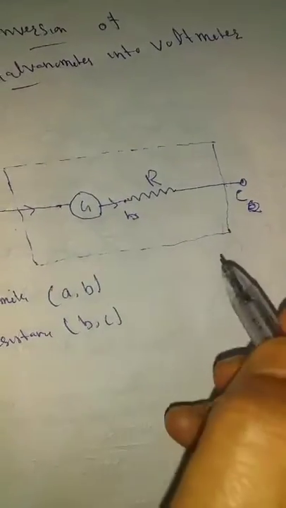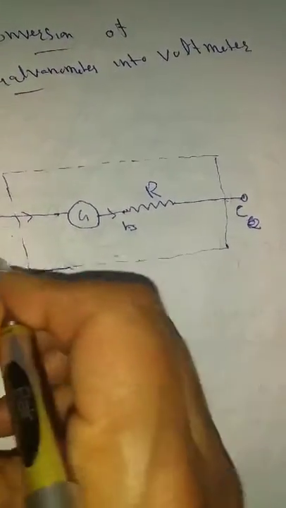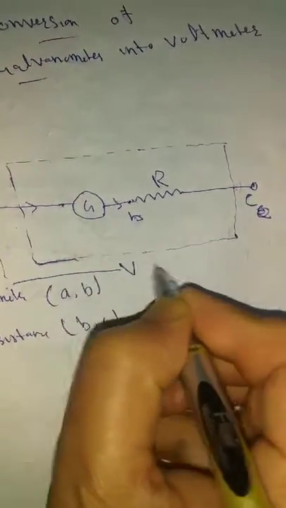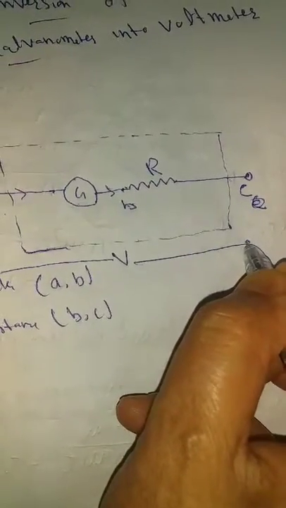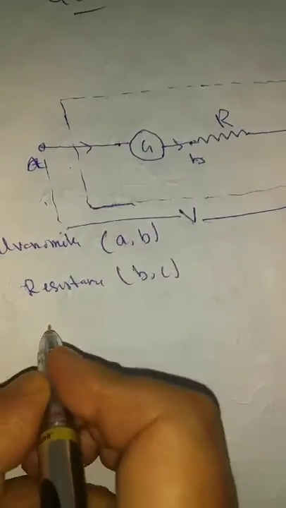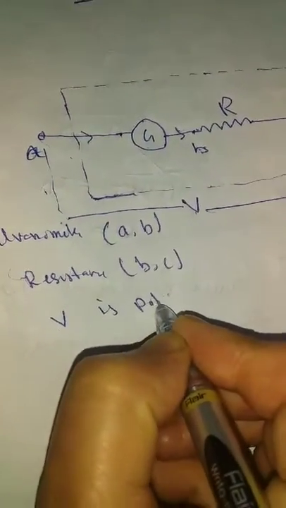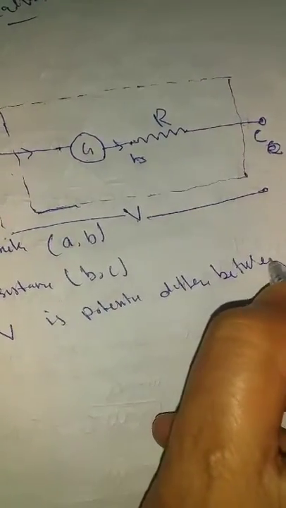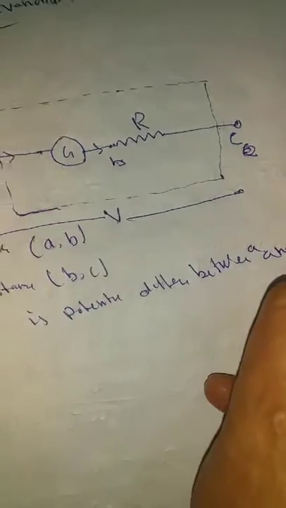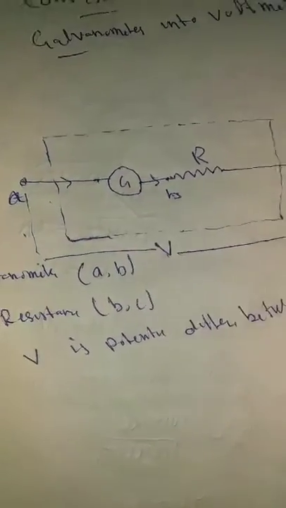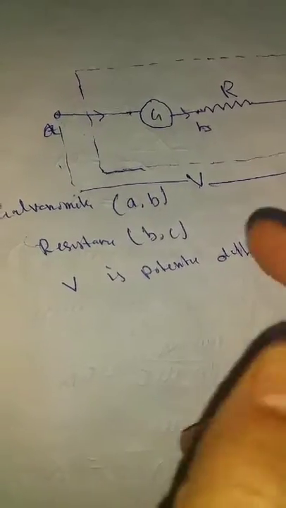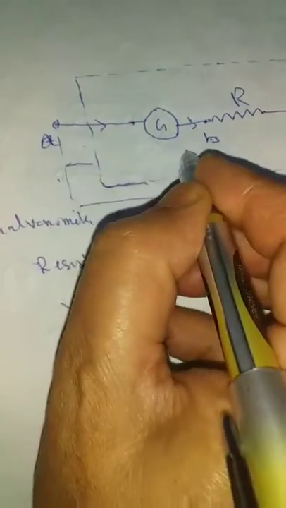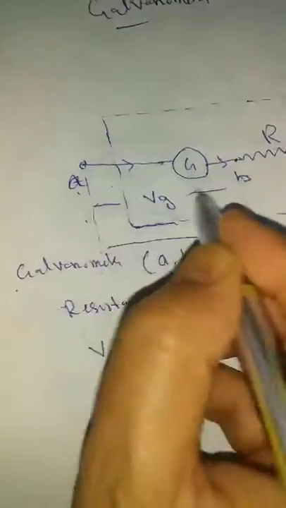Suppose V is the potential difference between A and C, and Vg is the potential difference between A and B. That means Vg is the potential difference between terminals A and B.